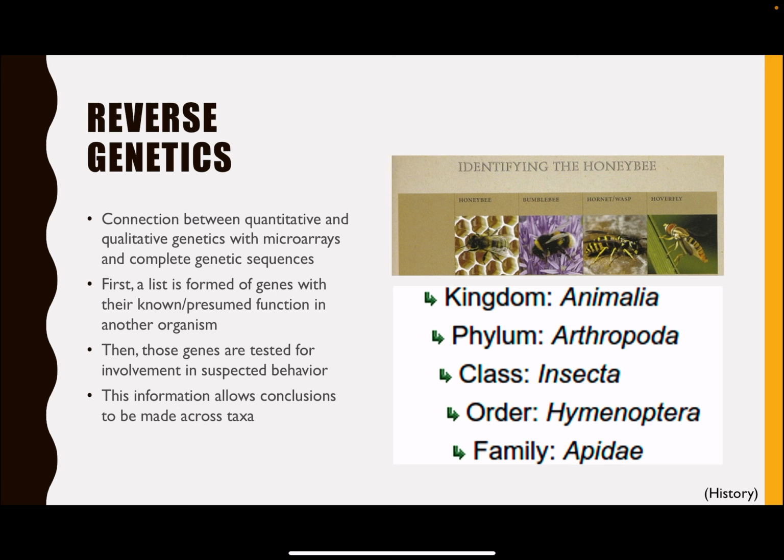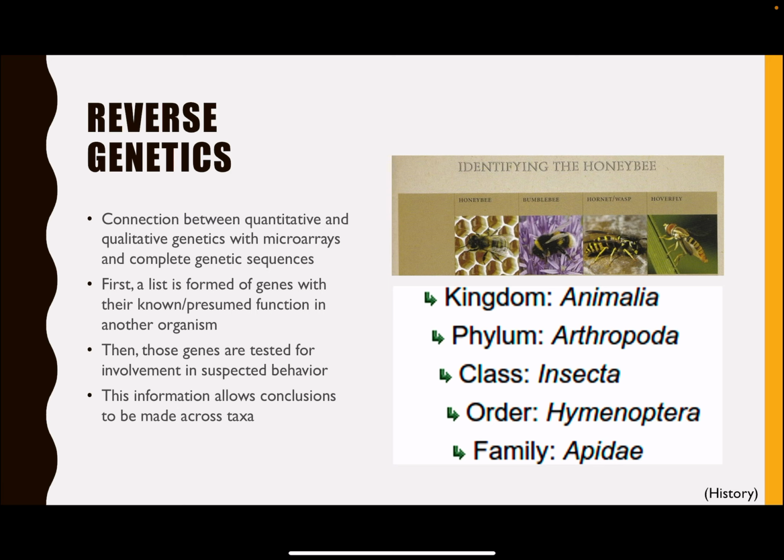They first start with a list of genes where they already know or it is presumed what the function is in a different organism. So it is not in the organism that you're looking at. However, it is a different one that would closely relate. Then those genes are tested for the involvement in the suspected behavior within the organism that you're looking at. So in this case, you would test the involvement of the suspected behavior in the honeybee.